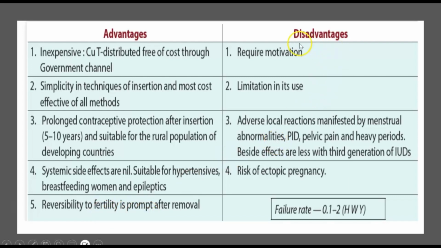Disadvantages include it requires some sort of motivation to check the tail regularly. It increases the risk of ectopic pregnancy, and there may be some local reactions like menstrual abnormalities, PID, pelvic pain, heavy periods. But these side effects are quite less as compared with the third generation of an IUD. So the failure rate of an intrauterine device ranges from 0.1 to 2 per 100 women years.